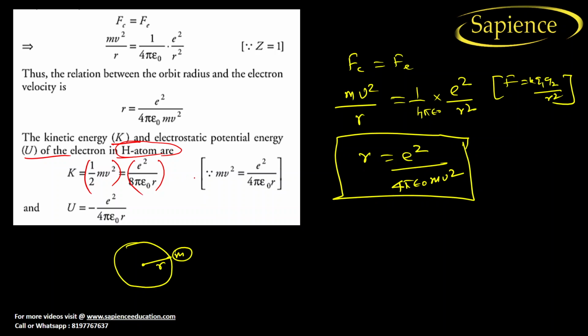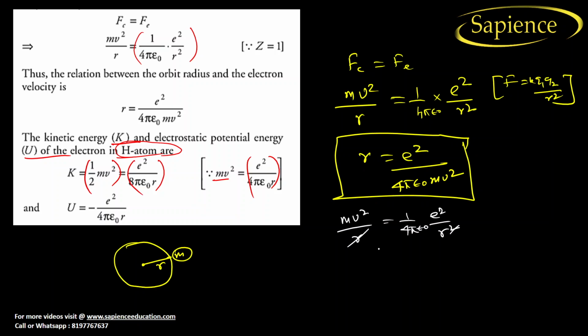Why e square by 8 pi epsilon naught? Because mv square by r is equal to e square by 4 pi epsilon naught into r square. So let us do it so that you will be able to understand. mv square by r is equal to 1 by 4 pi epsilon naught into e square by r square. So r got cancelled out.